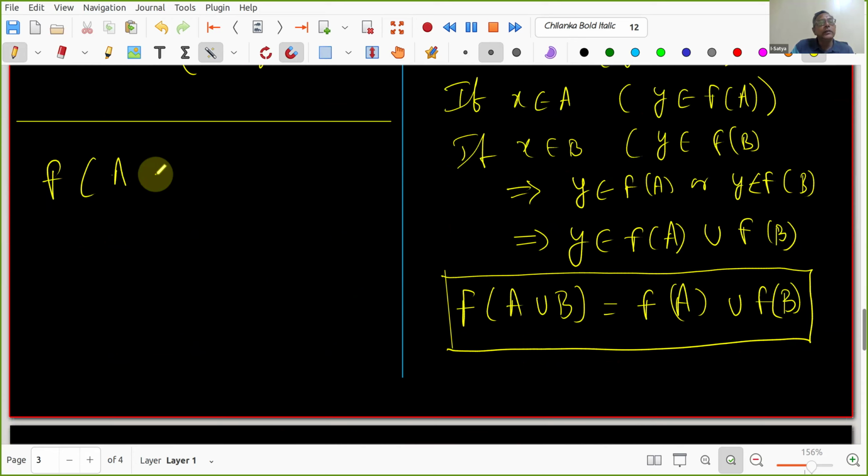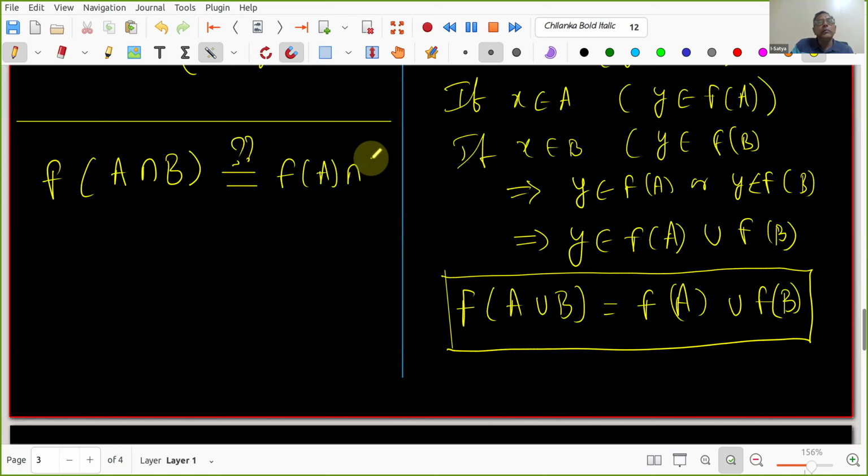f of A intersection B is equal to, so we don't know. That's why I'm putting an equal question mark. But sometimes one side may be easy. To prove this, we need to do two things. So one may be easy. For that, somebody want to comment? No need to completely prove it, just some comment, some direction. Yushika Gupta did something, so can you say something? At least one direction we can prove, right?